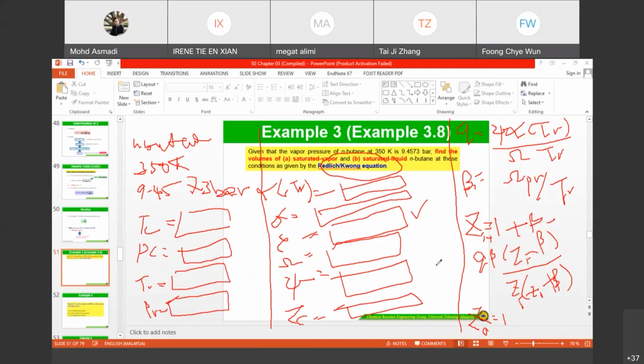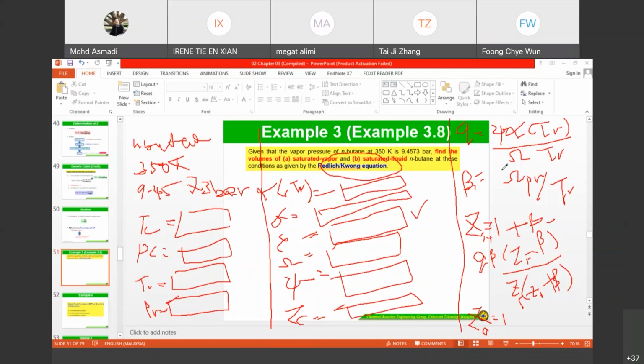I think it's going to appear. Ada tak? Skip eh. Okay. Ada. Okay. Dah dapat.